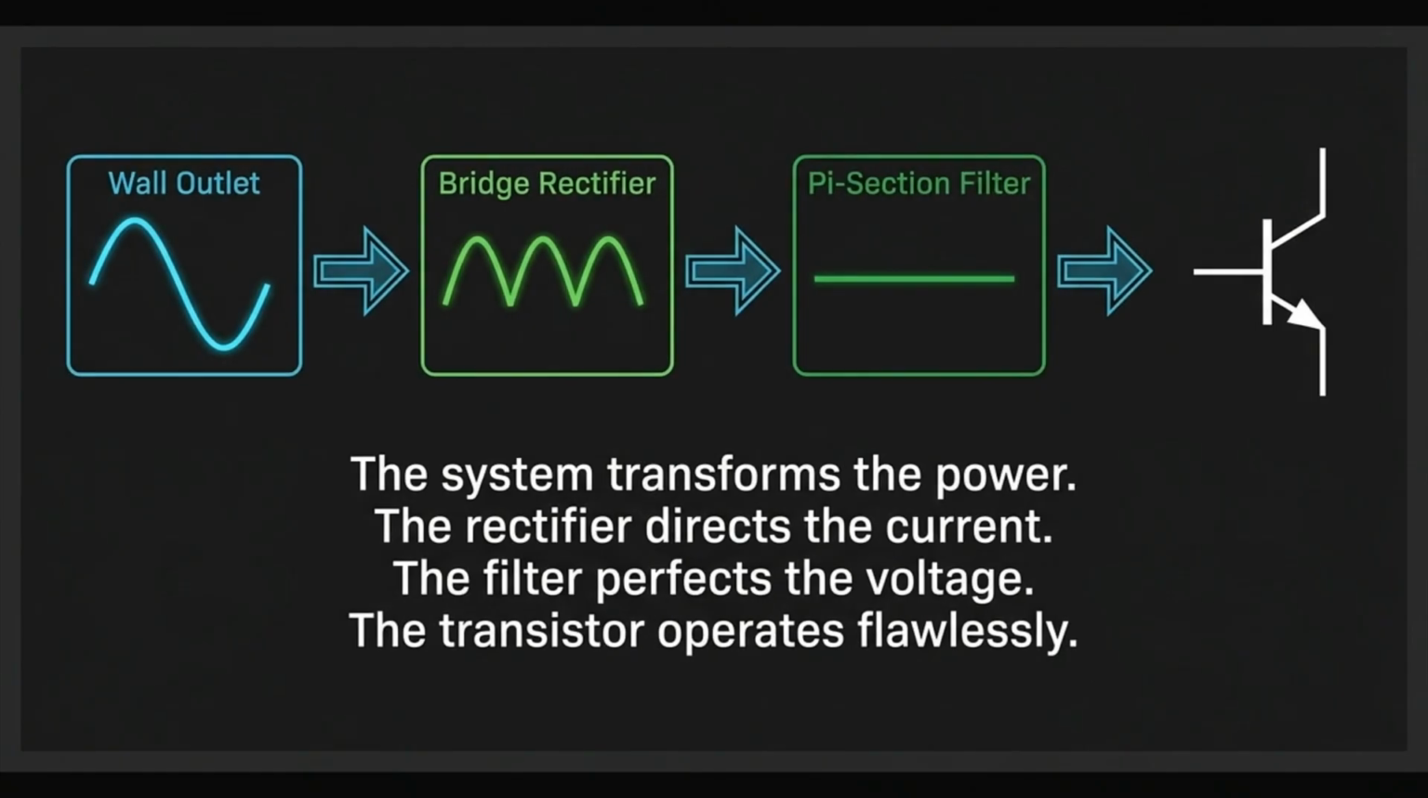The complete system transforms power. The rectifier directs the current, the filter perfects the voltage, and the transistor operates flawlessly with stable DC power.